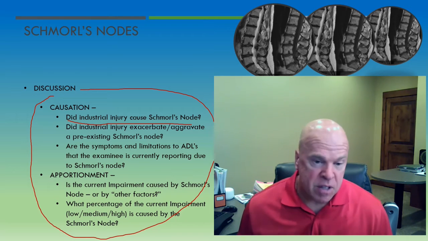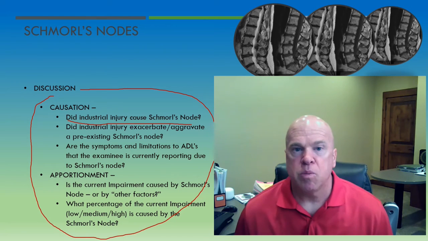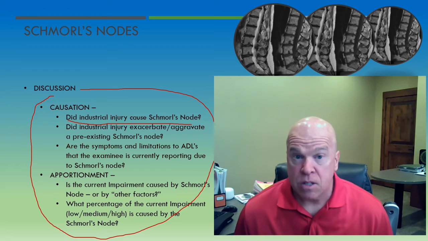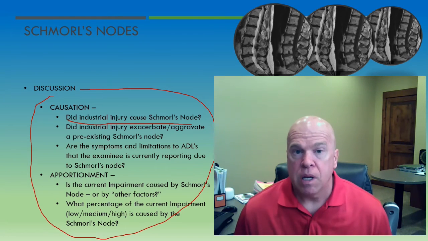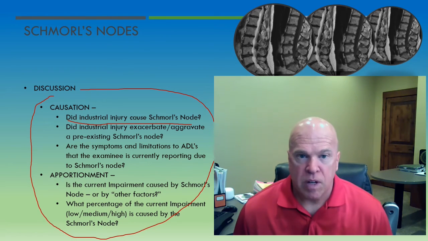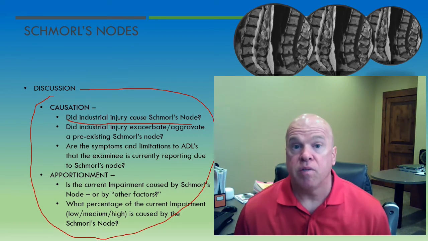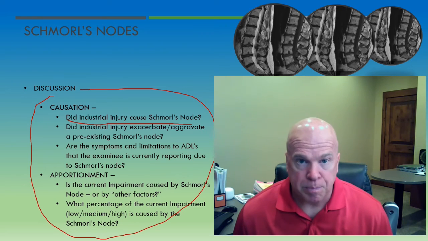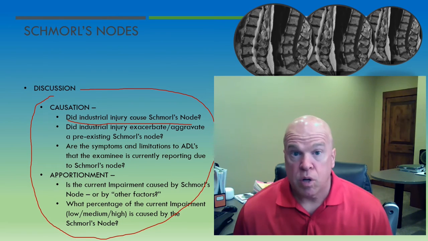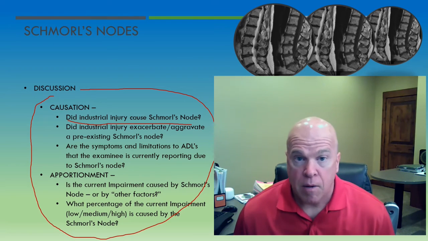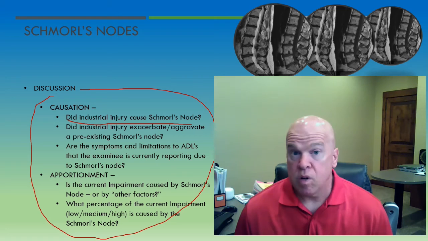And a lot of this determination on the apportionment approximate percentages, a lot of that is going to have to do with the mechanism of injury. If you can elaborate or determine that the mechanism of injury involved a severe mechanism of injury with severe axial loading on the spine, it may be your determination that the industrial injury caused the Schmorl's node, and therefore 100% of the permanent impairment is due to the industrial injury.